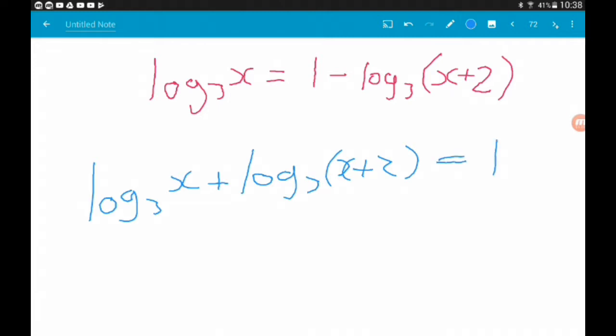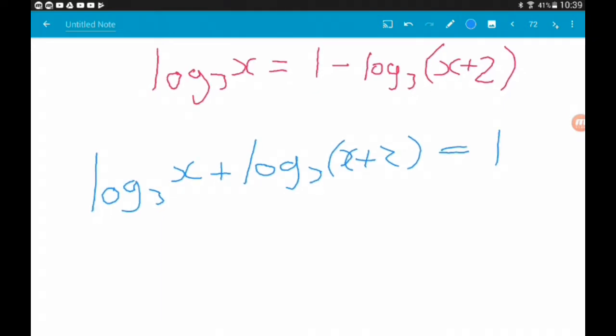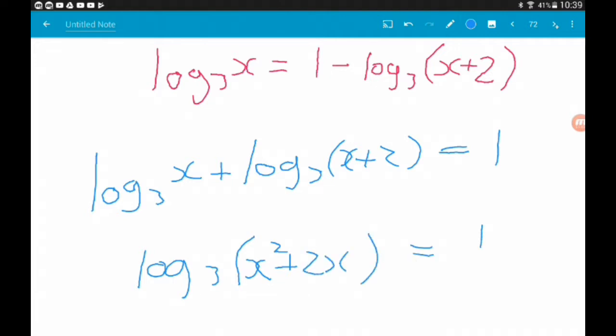Now, on the left, we can combine our logs using the addition law. So, when we add logs together, we multiply the things inside of the logs. So, on the left now, we're going to get log base 3 of (x^2 + 2x), and then that is equal to 1.